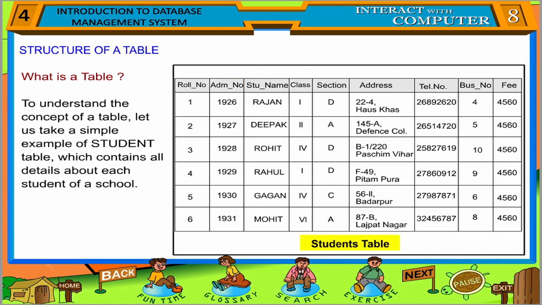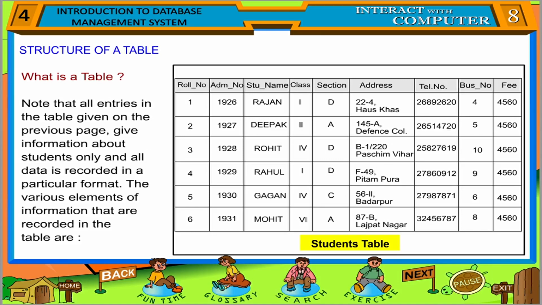To understand the concept of a table, let us take a simple example of a student table, which contains all details about each student of a school. Note that all entries in the table given on the previous page give information about students only, and all data is recorded in a particular format.